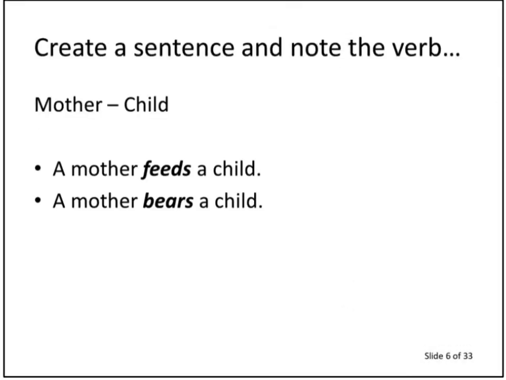This is an example. Let's take two entities, mother and child. And here are two possible sentences that you might come up with. The first one is a mother feeds a child. So this could be a mother nursing a child, for example. And perhaps we're doing a study and we want the mothers to track when they nurse a child, and we'll record that information. In that case, feeds is the verb. We then ask ourselves, is that something we want to track?